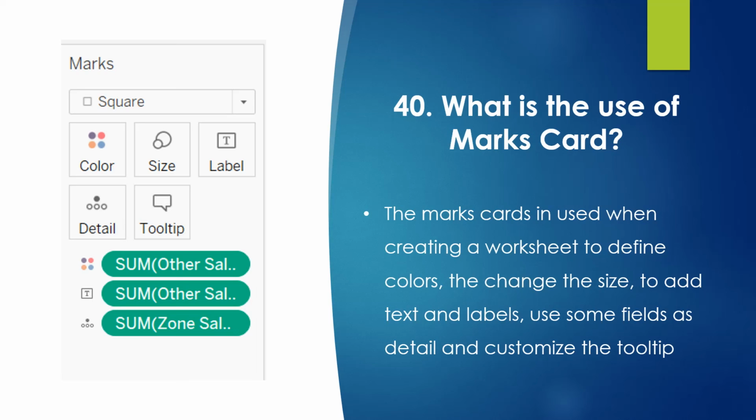And also we have a list to choose the different data visualization that we want to display in our view. For example, it can be a density, it can be square, it can be a line, it can be automatic. Okay, so it depends on your task. As you can see here, marks cards are very important because it will allow us to manage our visualization, our colors, and also control our visualization.